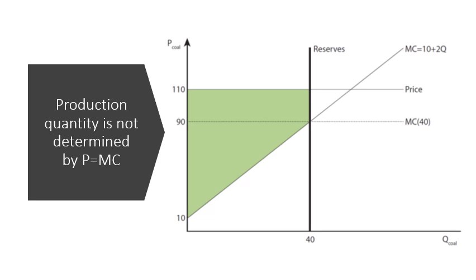Note that the production quantity is not determined by price equal to marginal cost. Even though this coal producer is a price taker, this is a perfectly competitive market. And we've always been told that in a perfectly competitive market, price equals marginal cost. But we see that that's not the case here. The firm would like to produce up to 50 units at a price of $110 per unit, but that's not going to be possible with a reserve of 40. And so the market price is 110, but the marginal cost is 90. So price is greater than marginal cost.